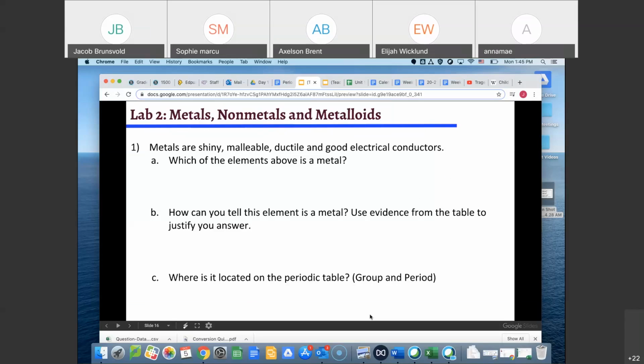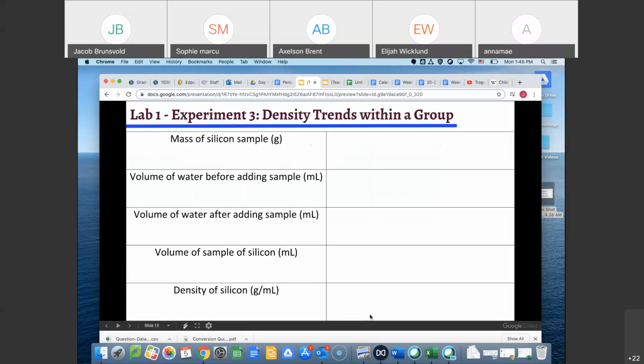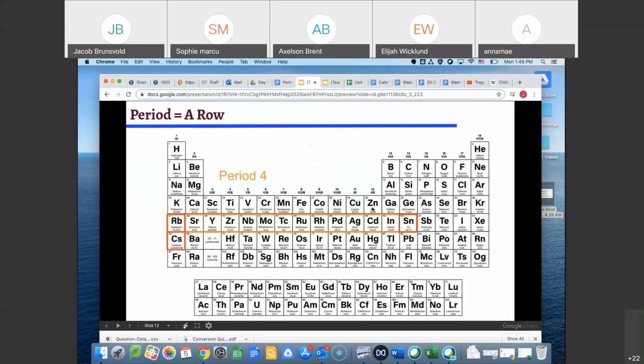Yep. And so then just to show you, here is copper right here. We can tell it's in group 11 because of that right there, the 11 up above. And then if we follow it over here, we can see that it's the 4th row. So 4th row, 11th column, or period 4, group 11.